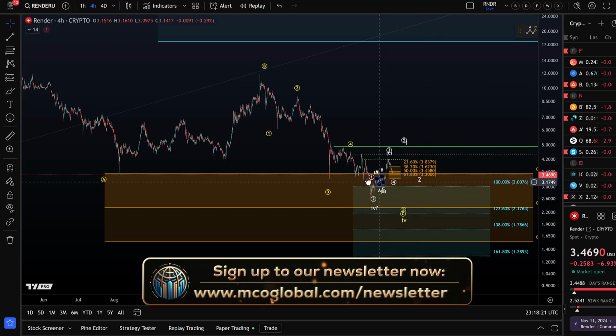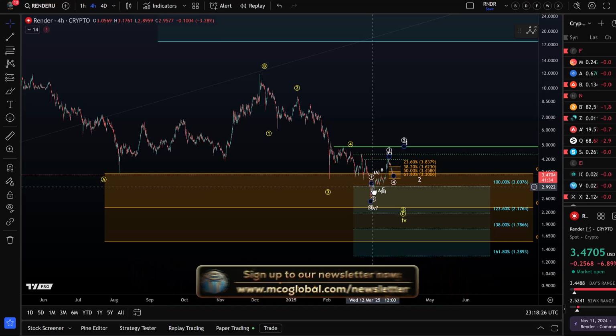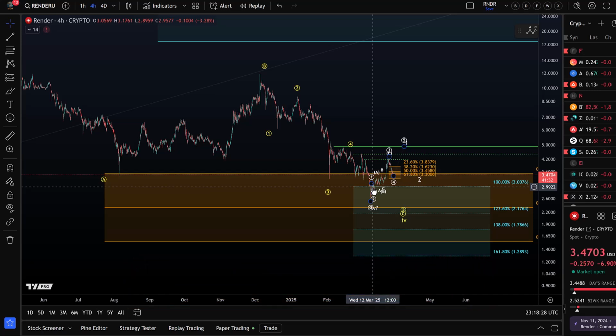I'm gonna zoom in in a minute, but we're now obviously correcting, like many other cryptocurrencies. Also, Render is currently correcting, but it's still holding up quite well. I have little hope, however, that it's going to hold support and that it's going to form another high. I'm talking about the microstructures here.